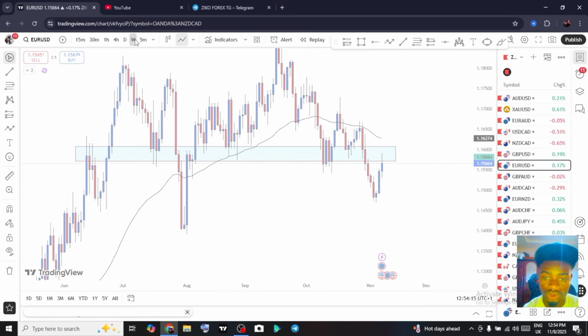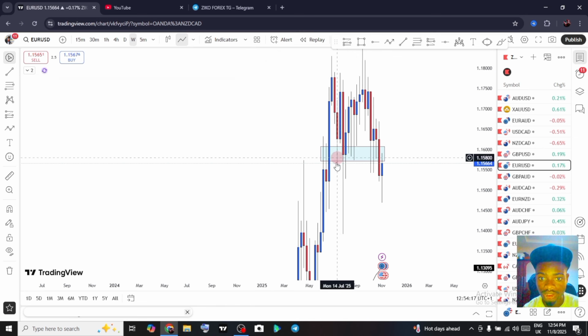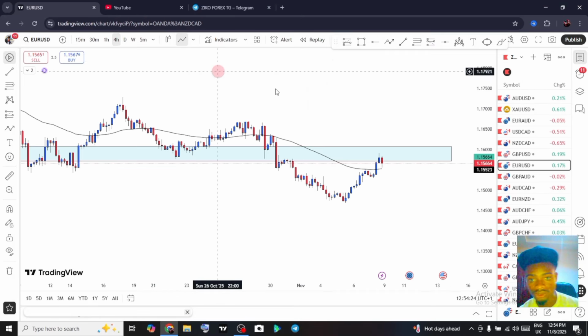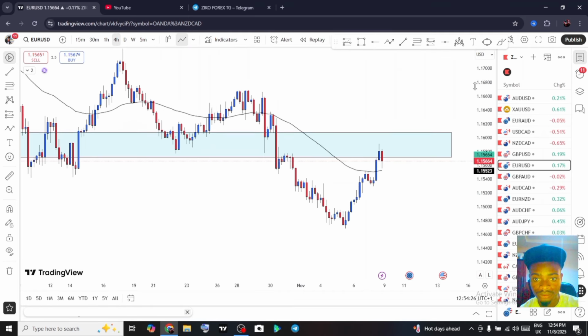Now let's see how the weekly also looks. The weekly time frame is all over the place, by the way, and I don't really care that much, right? Because the daily time frame is very clean. So let us see how the 4-hour time frame is looking.